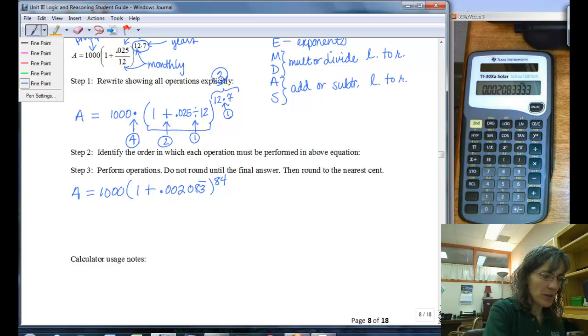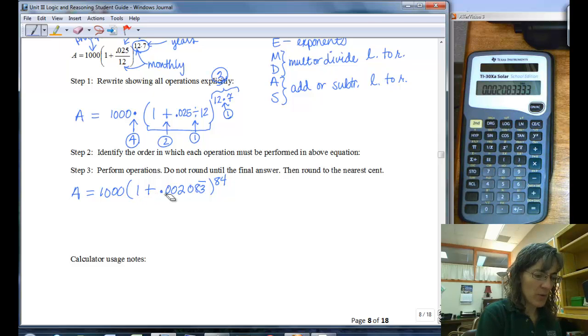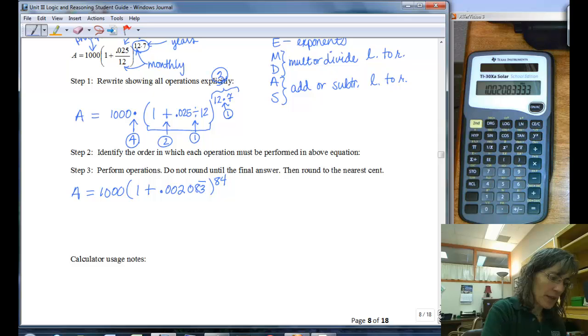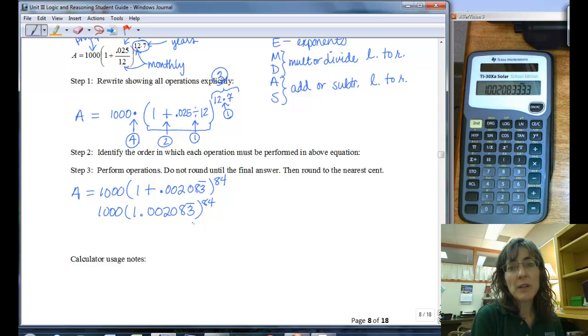Now I'm going to go on to this addition here. So I have 1 plus the 0.025 divided by 12, which is 0.00208 on my calculator, so I just say plus 1 equals, and then I have still 1,000 times, now inside the parentheses I have 1.00208 3 repeating, raised to the 84th. So I've done number 1 and I've done number 2.